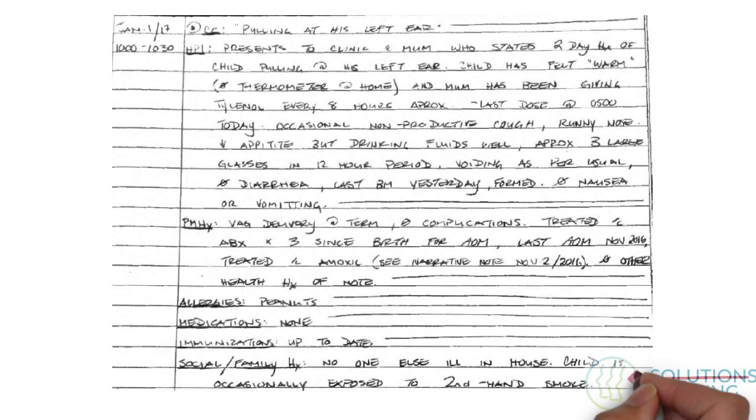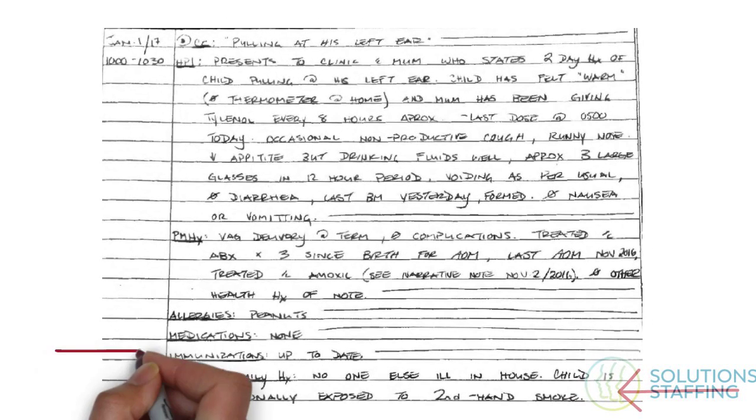I'd also like to draw your attention to a couple of other aspects in this note. Under social/family history, this is a good place to note down for any infectious processes, if anyone else is ill at home, and any other factors that may contribute to the clinical picture, such as overcrowding in the home, exposure to secondhand smoke, etc. It's also always a good idea to note down the child's immunization status.